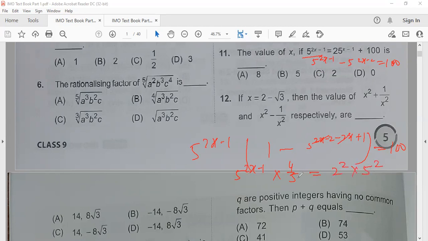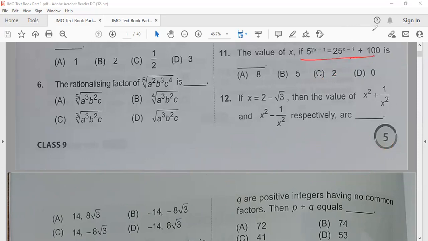Now you will simplify it this way: 5 power 2x minus 2, because this goes up, so minus 2, and 2 raised to power 2 is equal to 2 raised to power 2. 5 raised to power 2 will get cancelled out. So 2x minus 2 is equal to 2. x is equal to 4 by 2, that means simply 2. So the answer will be this one. This way the answer comes more easily and more accurately. From the options we are not getting a clear idea, but if you solve manually, you will get the idea.